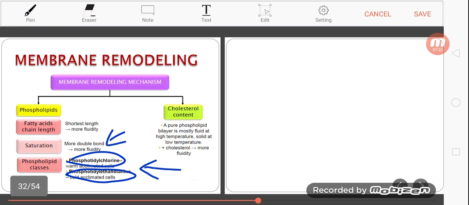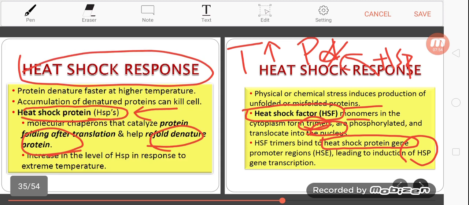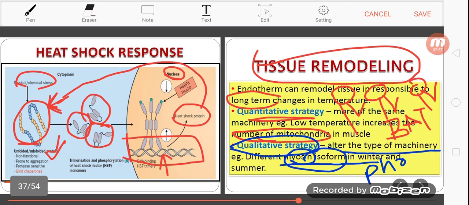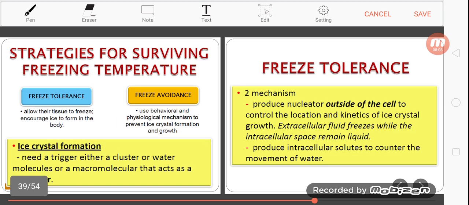Okay, so tissue remodeling in terms of thermal regulation has two strategies: quantitative strategies and qualitative strategies. Okay, so this one, strategies for surviving in cold temperature, mostly the cell membrane remodeling. The heat shock response is for surviving the high temperature. Okay, strategies for surviving hot temperature at cellular level. Okay, or at tissue level.